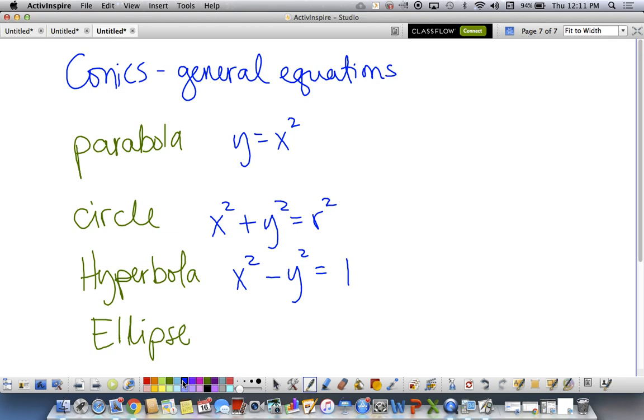Okay, a hyperbola will have an x squared and a y squared, but they will have different signs. And in an ellipse, you will have coefficients like a circle, but the coefficients in front of x and y are different, like 2x squared plus y squared equals r. They can't be the same, because then it would just be a circle.